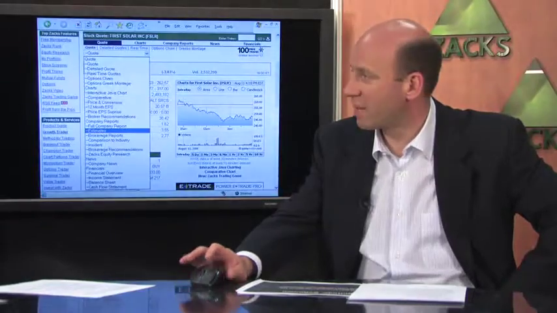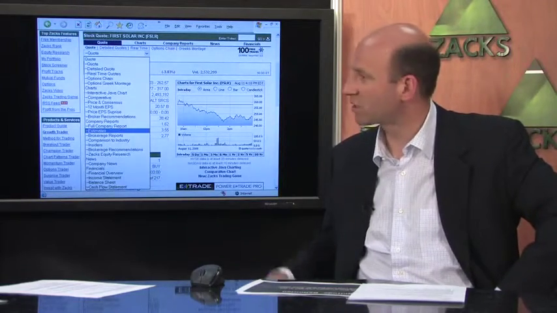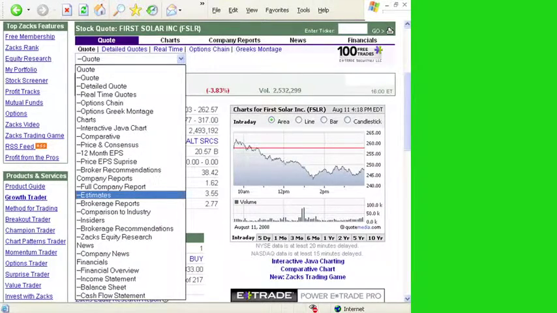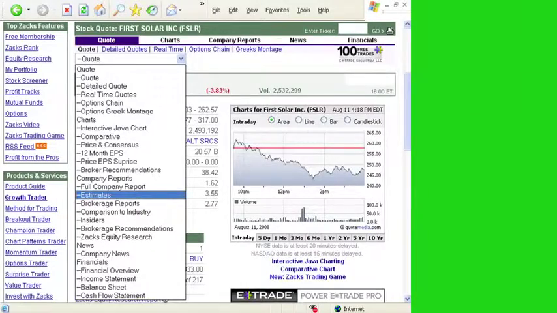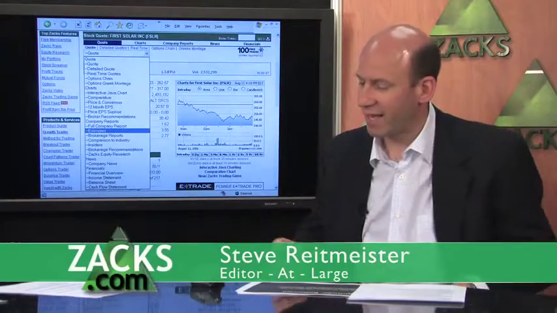First, got to make sure everyone knows how to get to the estimates page to see that for their stock. So go to any quote page on Zacks.com. You're going to see a drop-down menu. You click on that. You have all these different options to choose from. Click on estimates. It's highlighted in the blue. That will take you to the estimates page.